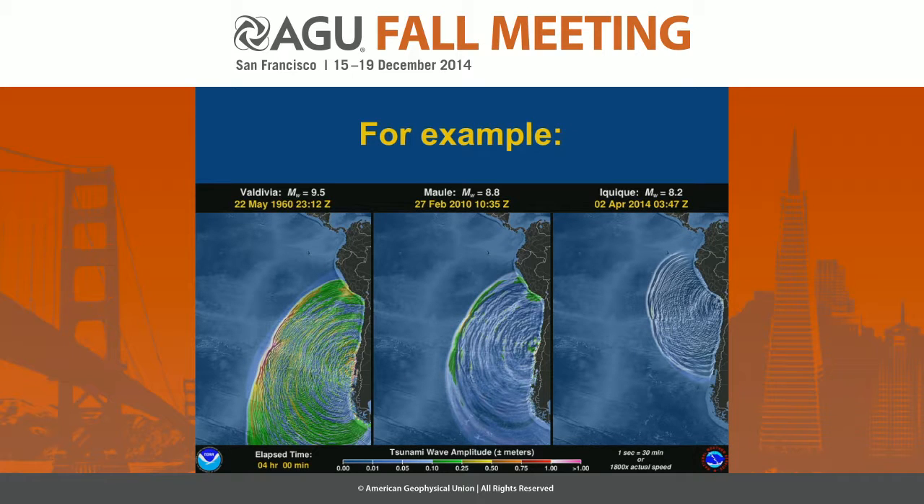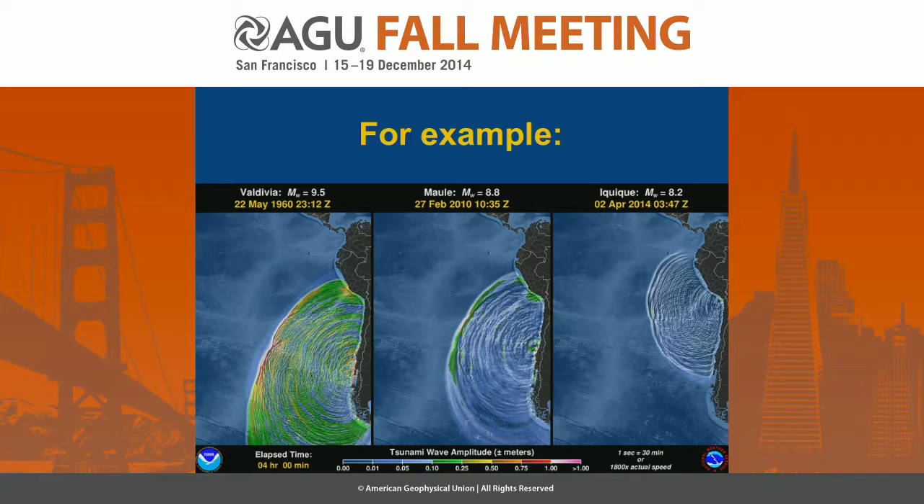This is another animation I created. This is a still frame from it. This is 3 tsunamis, all from the same region. They're all from Chile, at the same point in time in their sequence. So this is 4 hours after origin for all 3 tsunamis. The one on the far right is the one from this year that got all that media attention. And I'm using the same color scheme in all 3 of them to make the point.